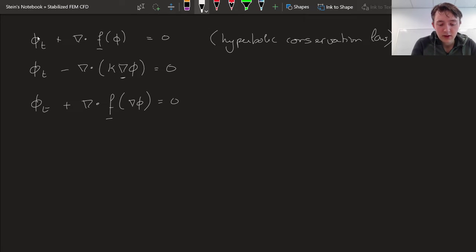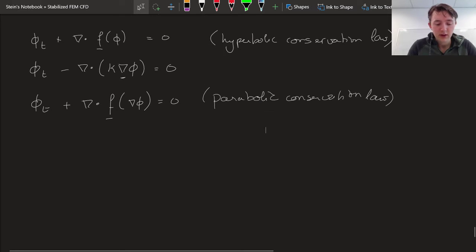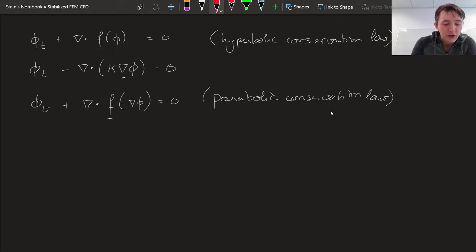So we could call this a parabolic conservation law. And specifically the lower one would be the general form of that. And the specific case that we're interested in is then the middle one. So we have this diffusion term in there.